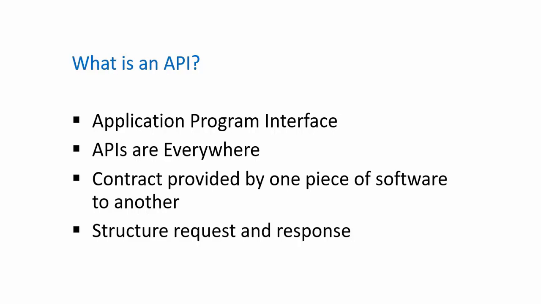This is very generalized, but essentially an API is a contract provided by one piece of software to another piece of software, and it usually consists of a structured request and then a structured response. So one piece of software says, give me this kind of information or this information formatted in this way, and I'll give you this data or this function or whatever that response may be.